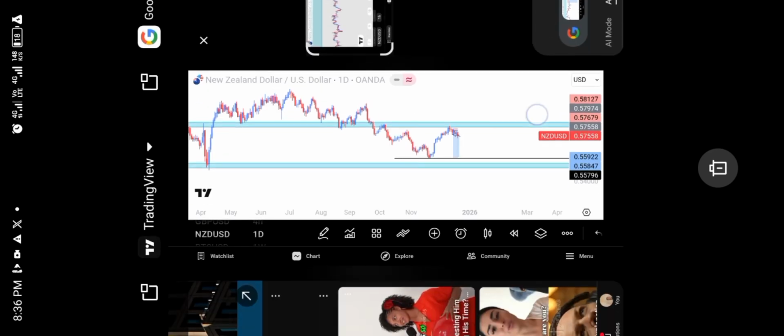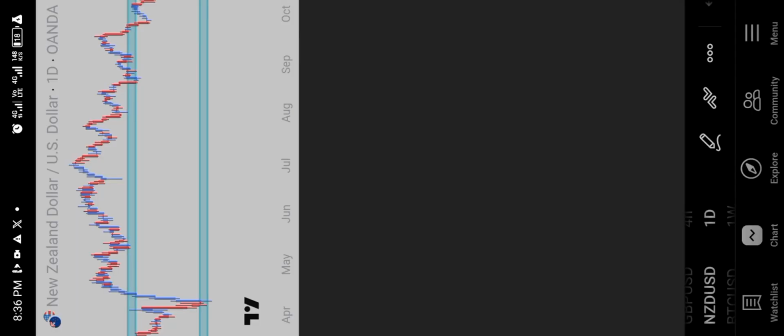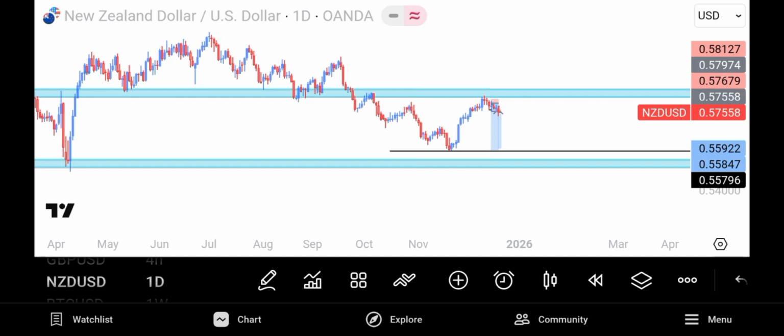So let's look at it. Let's actually analyze the market together, so that you can see how I actually got those sells on NZD/USD.